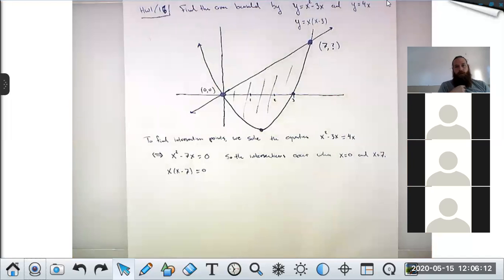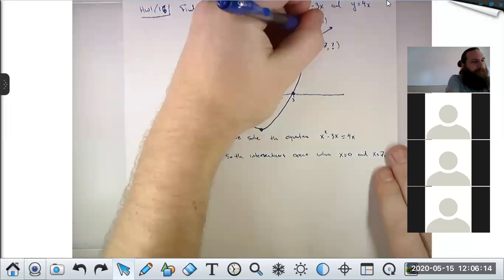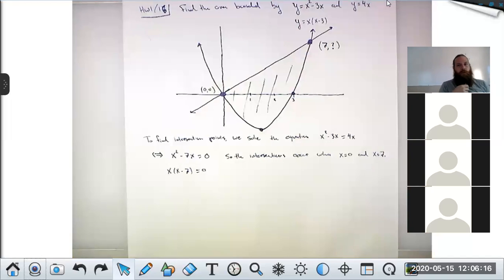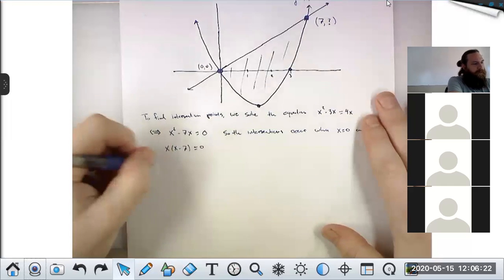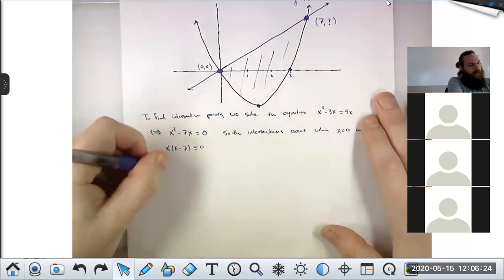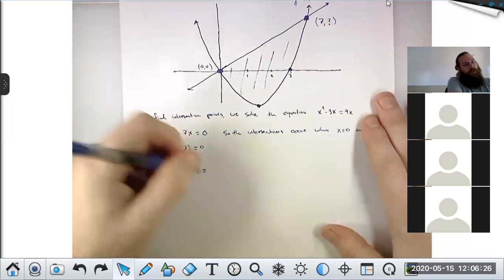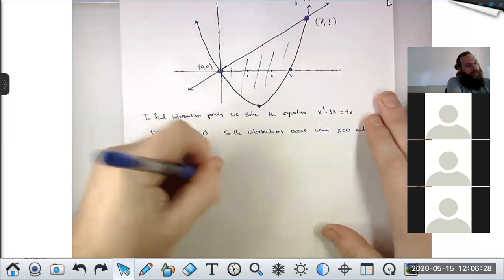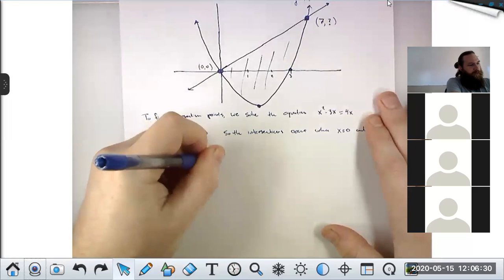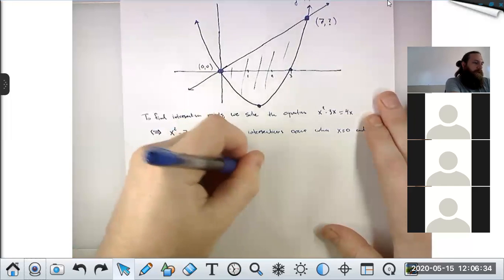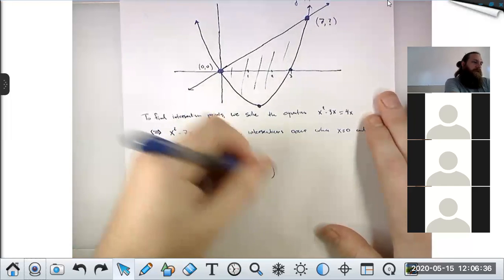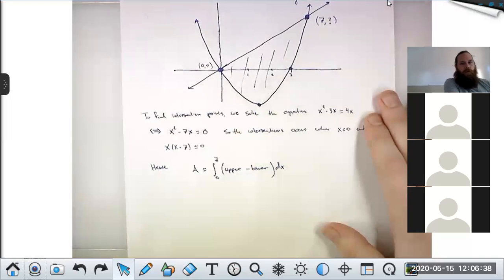Okay, so this is our setup. This is the picture that we're working with, and we now have all the information we need to set up our integral. So the area is the integral from 0 to 7 of the upper minus the lower, and it's a dx integral.